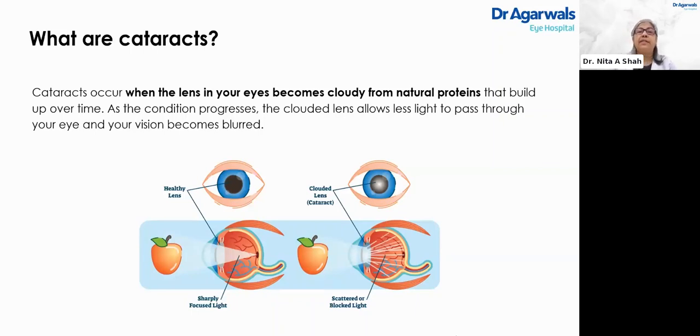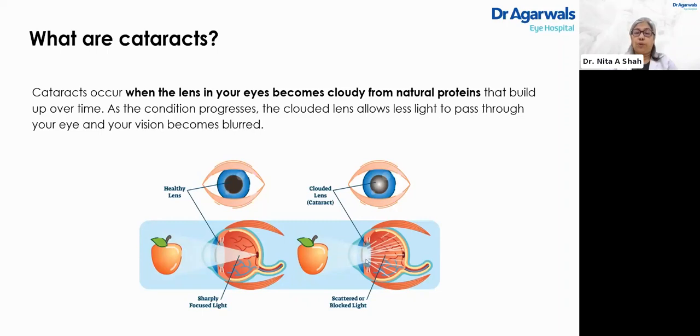In case this lens becomes cloudy, which is generally over a period of time and age because of the building up of the natural proteins, it does not allow adequate light to pass through, and therefore the eyesight becomes very blurred. So this is a picture of how a healthy lens looks with the center area black, and this is how it starts becoming white. And this is how the image is pinpoint and crisp, and this is how the image gets scattered because of the lens being fuzzy, and everything visible becomes fuzzy.